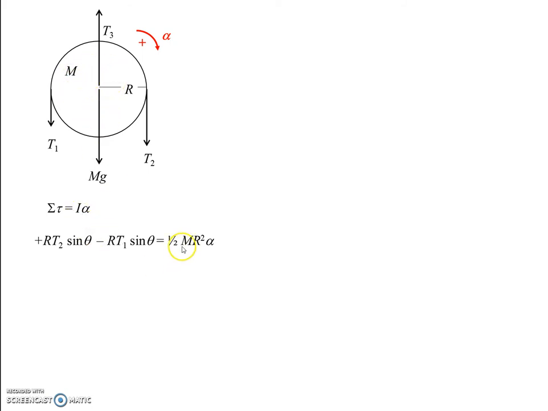The moment of inertia is going to be half mr squared from our chart on our notes page we did in class because, as the problem says, we're going to assume this is a disk or cylinder. That's 1/2 mr squared, and here's alpha. So this is sigma tau equals I alpha. What can we do next?